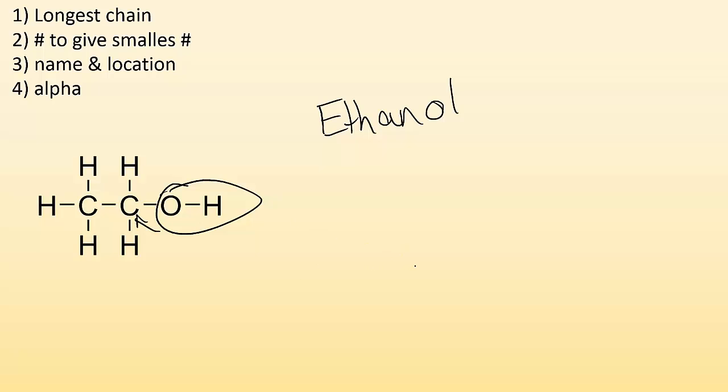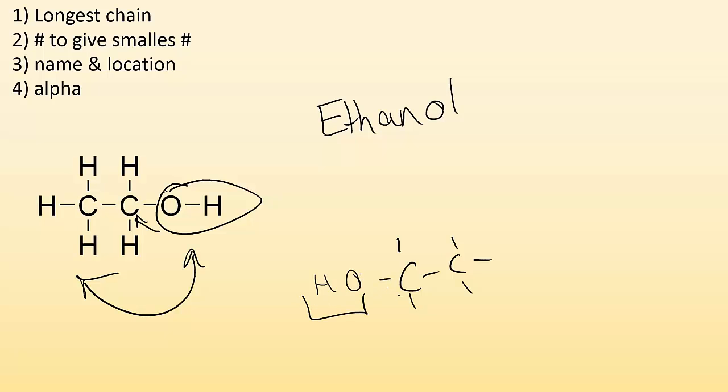But wait a minute, Mr. Donahue, couldn't it have been right here? Yeah, it could have been. And then let's take a look. It's the same molecule. It just flipped around. You spun it around. You're looking at it from the other side. The alcohol group, the hydroxyl group, is still on the first carbon. It doesn't really matter. So it's just ethanol.